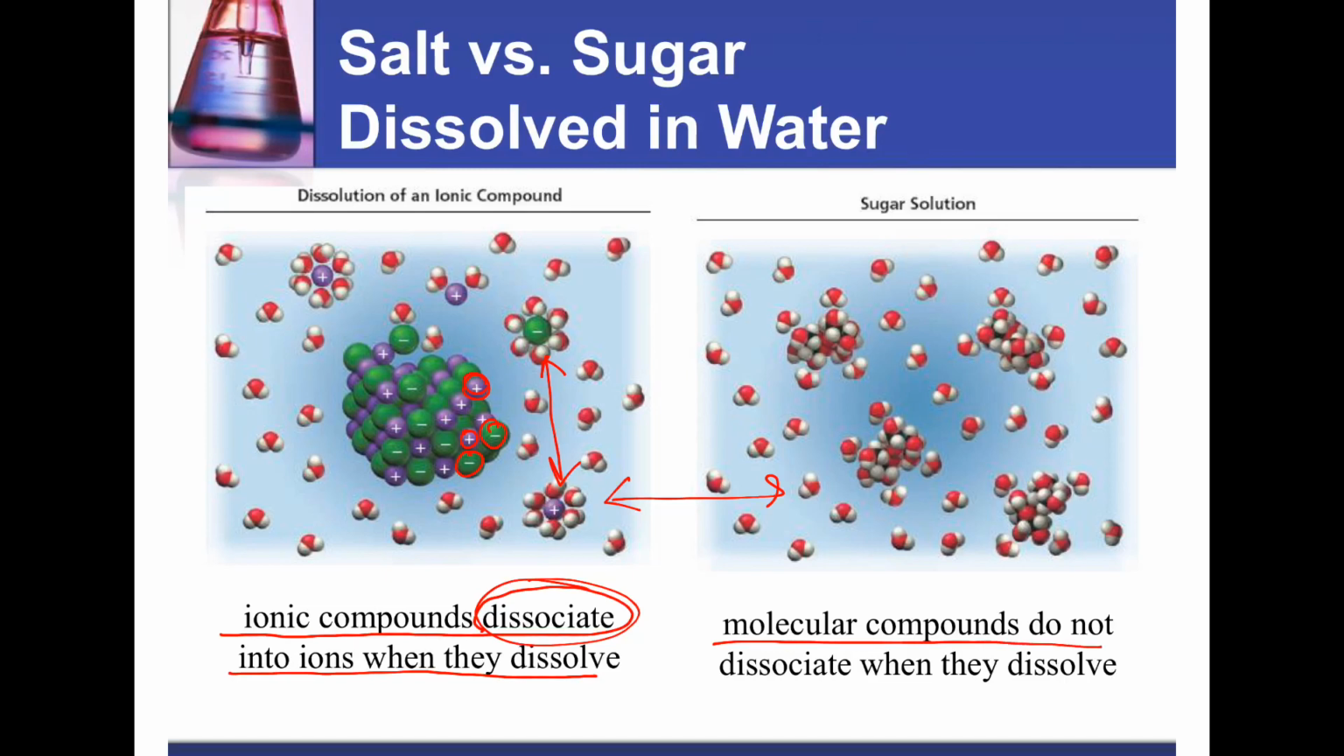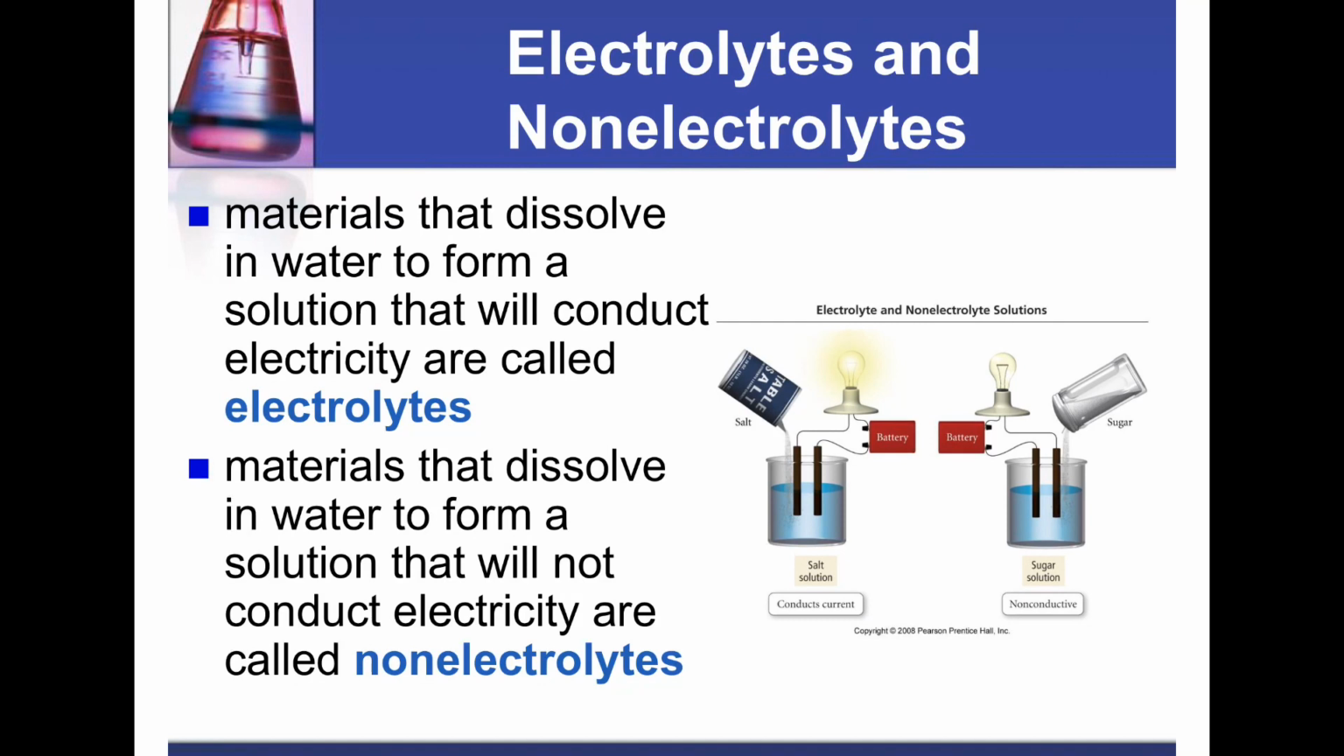Molecular compounds do not dissociate when they dissolve. There weren't ions to begin with, so there aren't ions to move apart. When a molecular compound dissolves, it dissolves as whole molecules. Now, talking about what that means for the electrolyte properties, anytime something dissolves so that it conducts electricity, it is called an electrolyte. Something that doesn't conduct electricity would be a non-electrolyte.